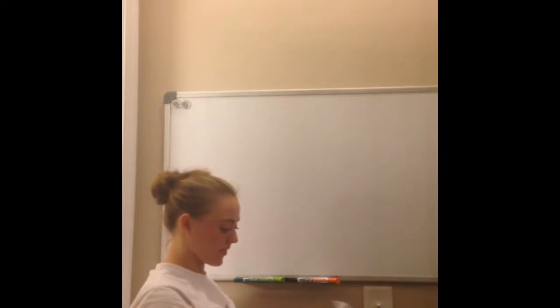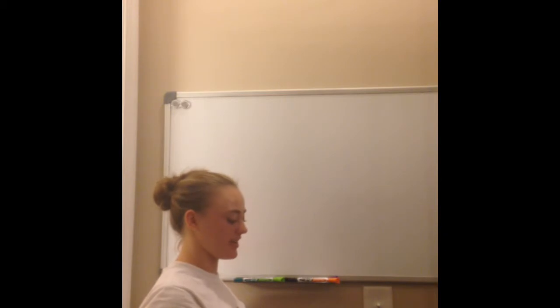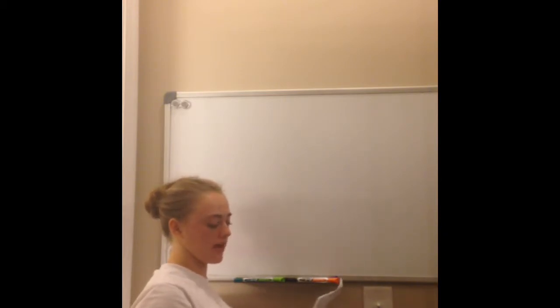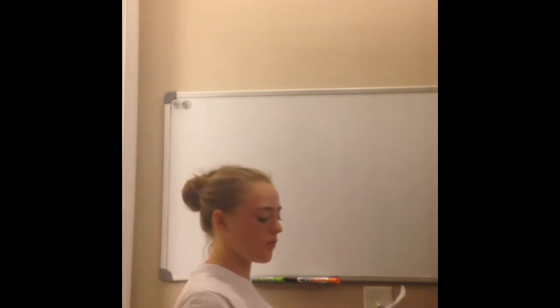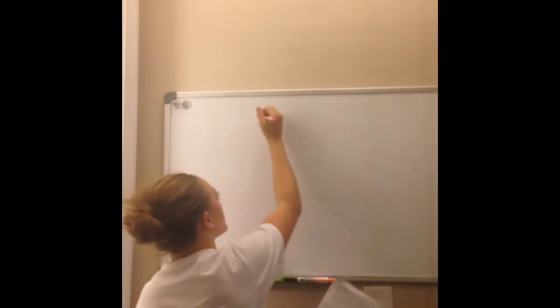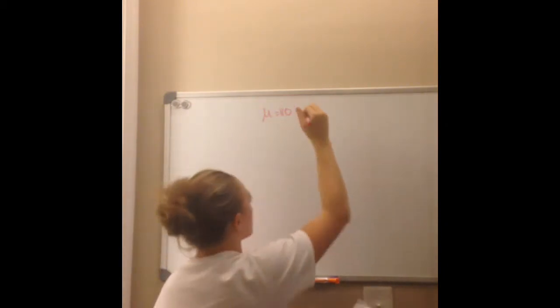Our first statistics question is a basic statistics question. It says, scores on the Wechsler Adult Intelligence Scale, a standard IQ test, for the 20 to 34-year-old age group are approximately normally distributed with a mean of 110 and a standard deviation of 25.